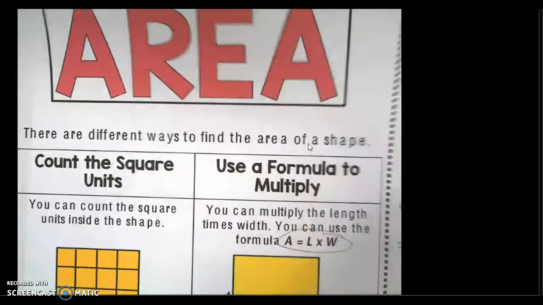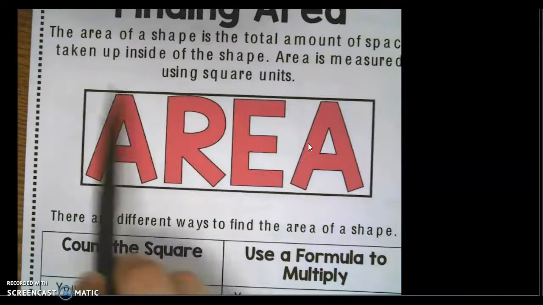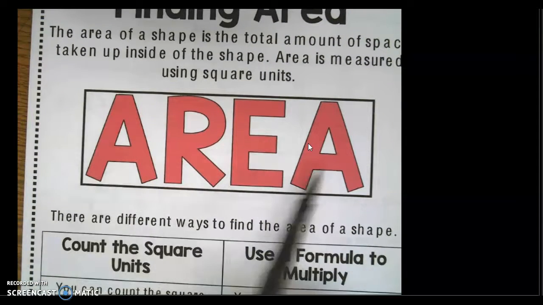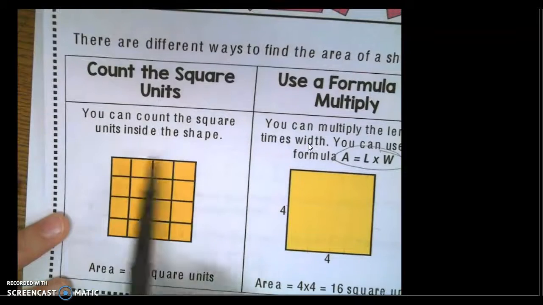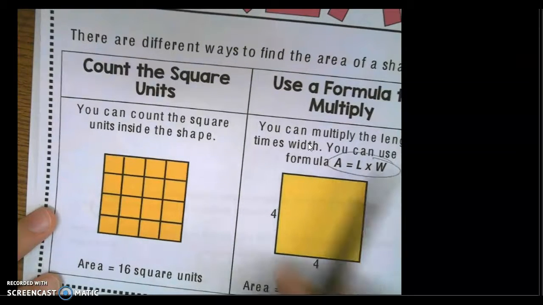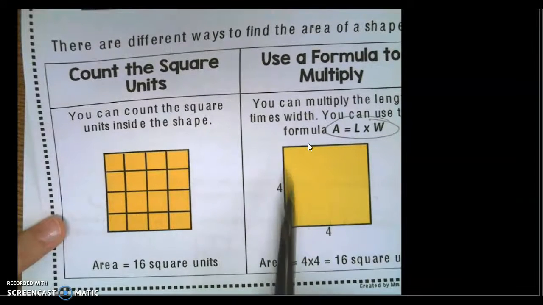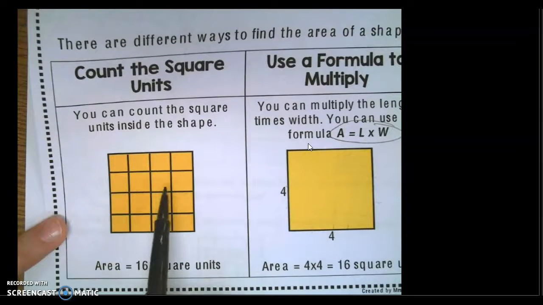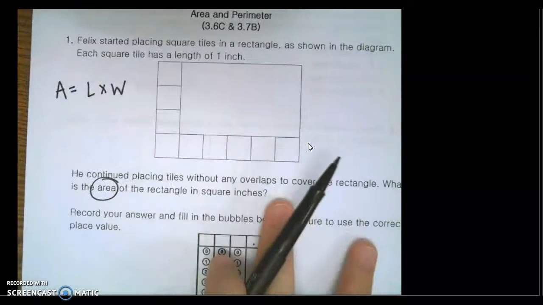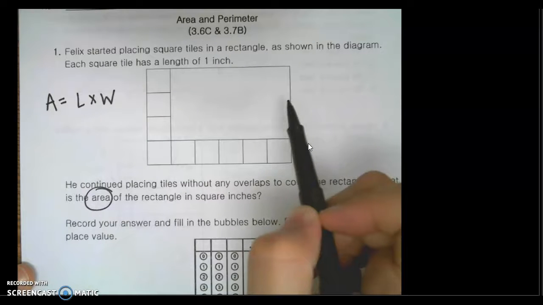And here is the formula. Okay? Area finds the total surface that a space covers. You can count the squares inside the shape, or you can multiply your length times your width. Now, if you are not given your squares, we don't draw them in, so then we need to use our length and our width. If we are given the squares, by all means, please use them to count to find your area. So here we're given some of our squares, but we don't have the full thing filled in.